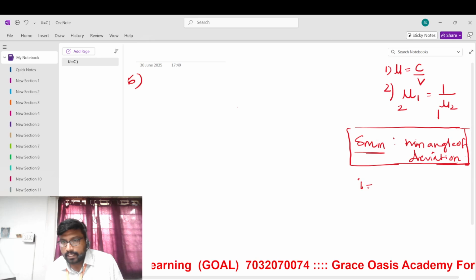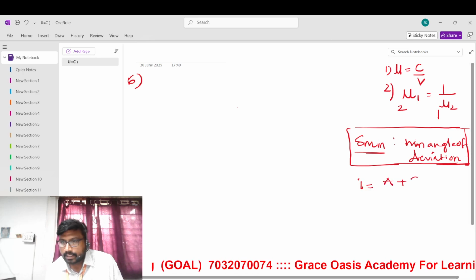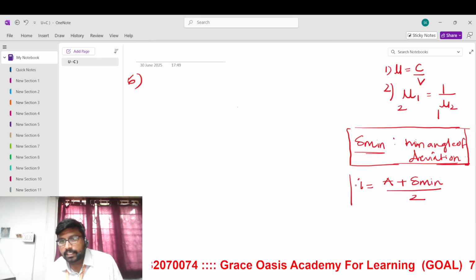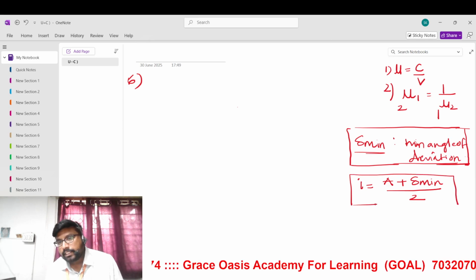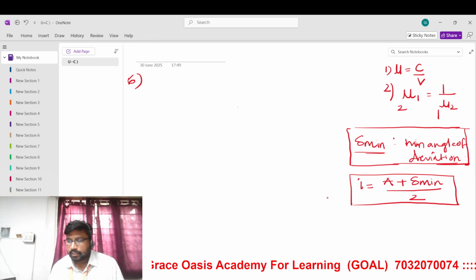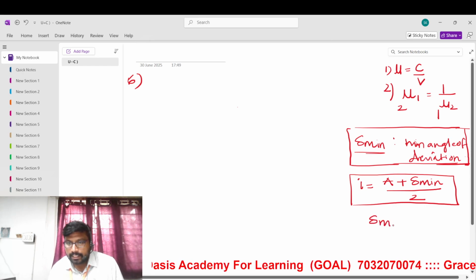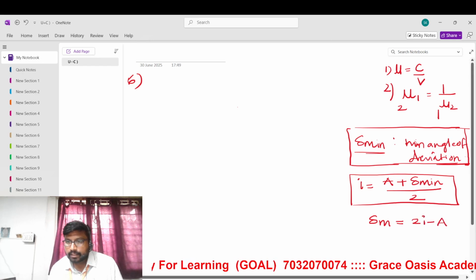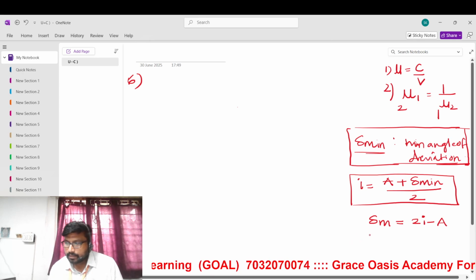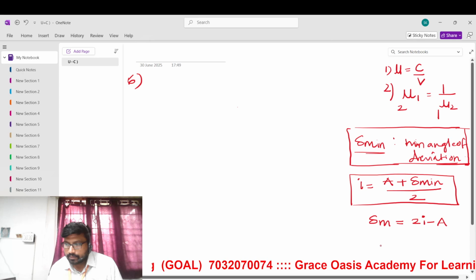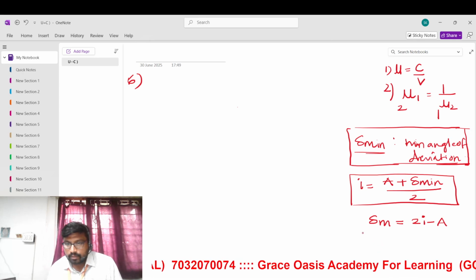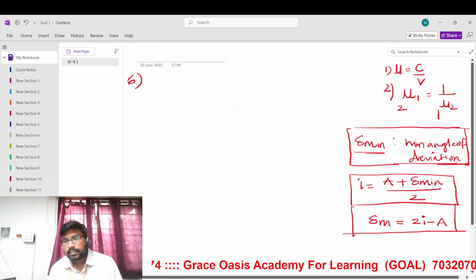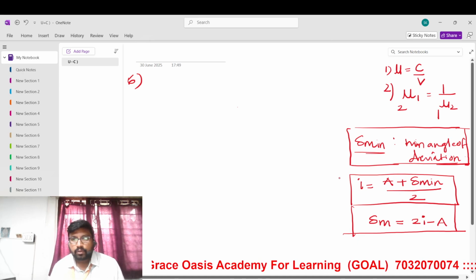i equals angle of incidence equals A plus delta minimum by 2, the angle of incidence when minimum deviation has occurred. Okay, that is one thing. One more formula is delta minimum can be given as 2i minus A, right? Next formula is, okay, we'll discuss problems related to this and then go to the next formulas.